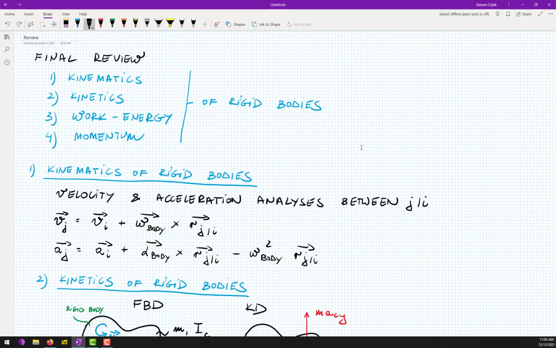We have their velocity and acceleration analysis between some 2 points, point A and B, point J and I, point P and Q, I don't know. And we wrote down these equations like 3 billion times this semester, right? And you guys understand what these equations do, right? They just relate velocities and accelerations between 2 points. I have nothing else to add. Is it okay? Can we move forward?